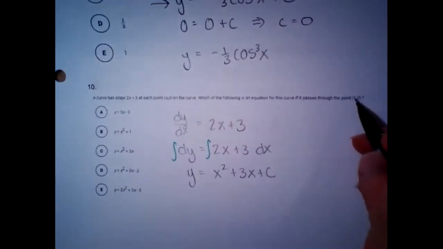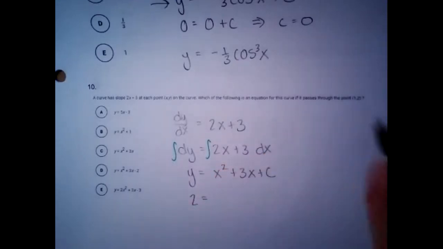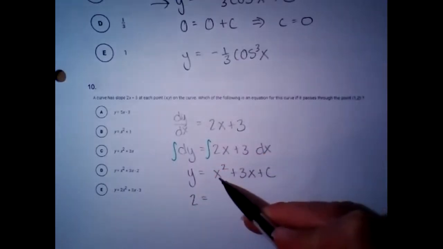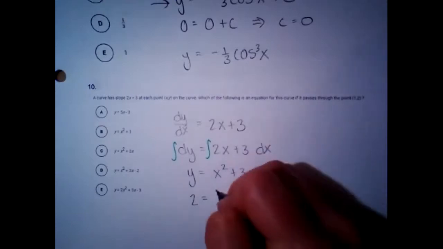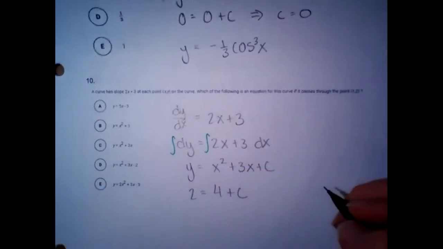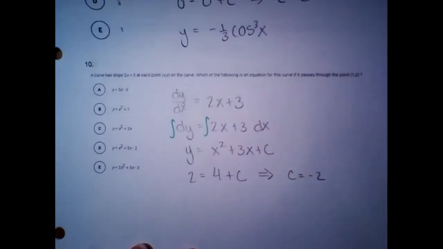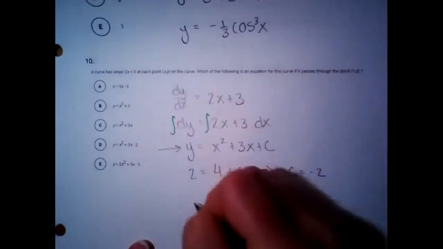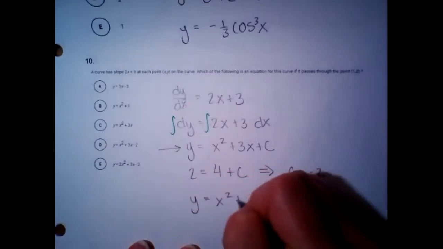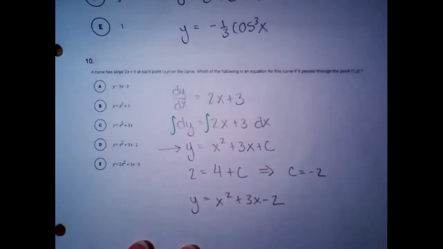And we need to plug in 1 for x and 2 for y. So this would be 2 equals, and then if x is 1, this would be 1 plus 3, so 4 plus c. And so c is -2. And so I'm going to recopy this line and just put in -2 for c. So x squared plus 3x minus 2, so that one is d.